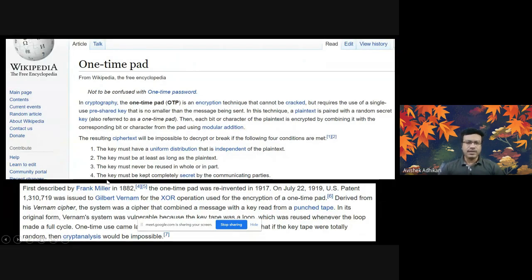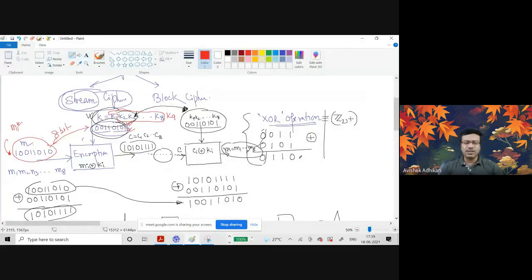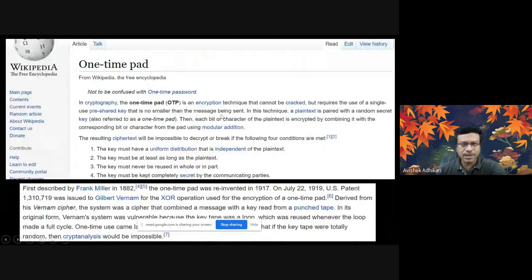Again, the key must be kept completely secret by the communicating parties. That means both the sender as well as the receiver must keep the keys secret. If it is in binary and the length of the key is 8, that could be made public, but what the key values are, that information must be kept secret. If that is the case, then it can be shown that the one-time pad is perfectly secret.